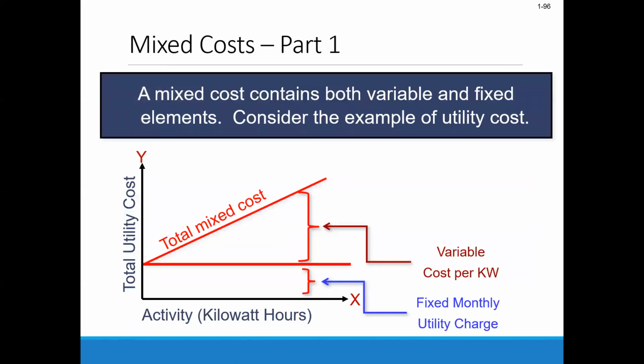A mixed cost contains both variable and fixed elements. Consider the example of utility costs. So there's a fixed monthly charge and there's a variable cost per kilowatt hour. Okay. So there's a certain monthly amount you're going to pay no matter what, and then they charge you per kilowatt hour.